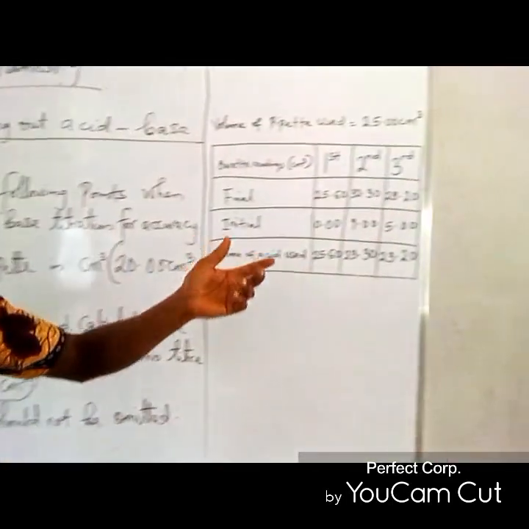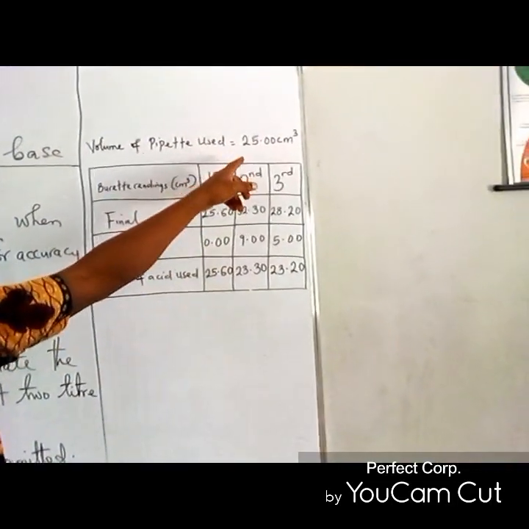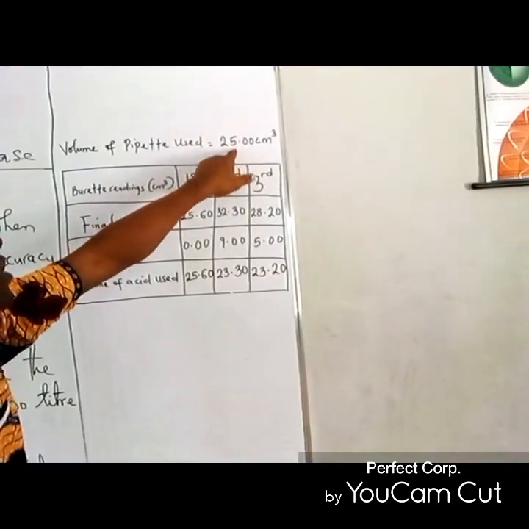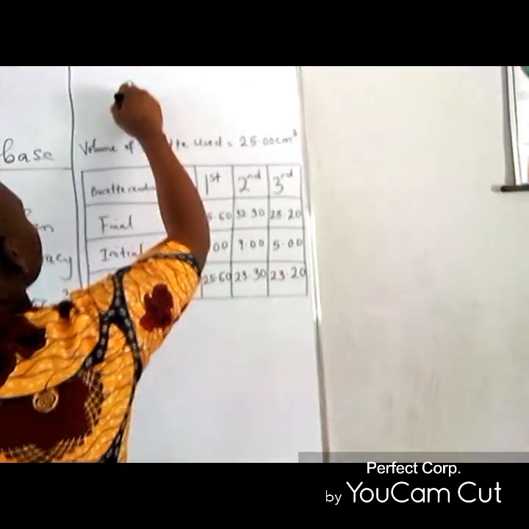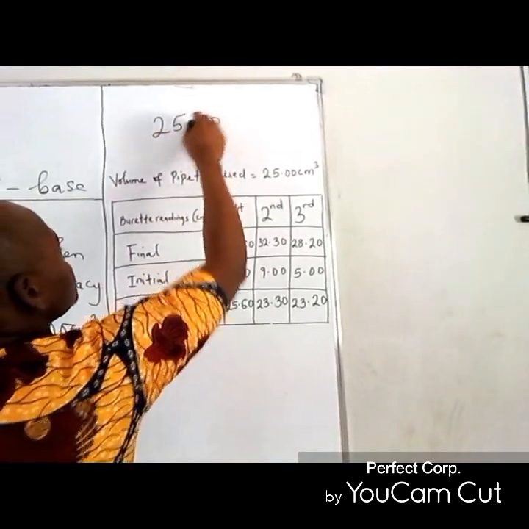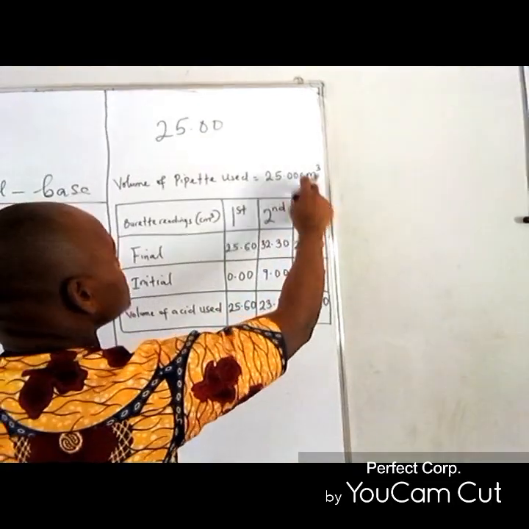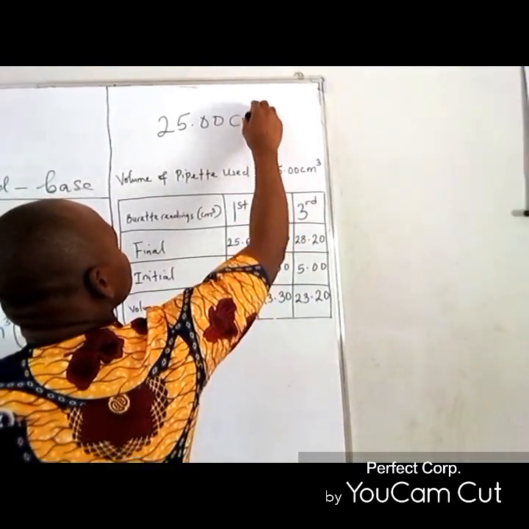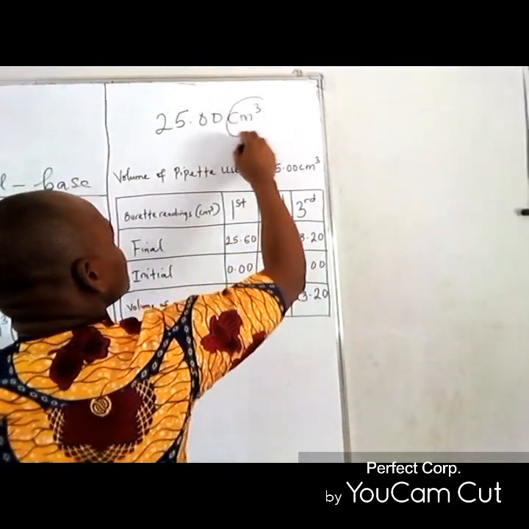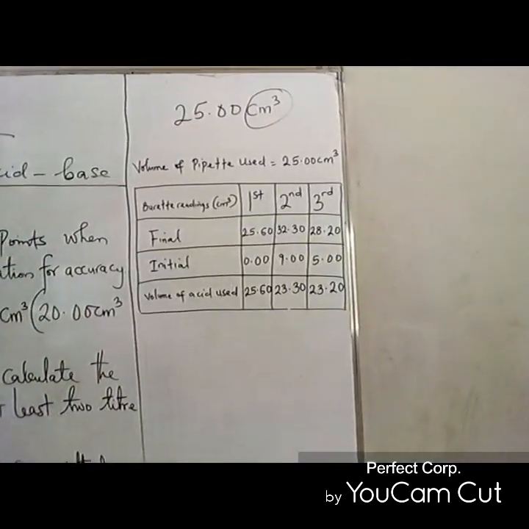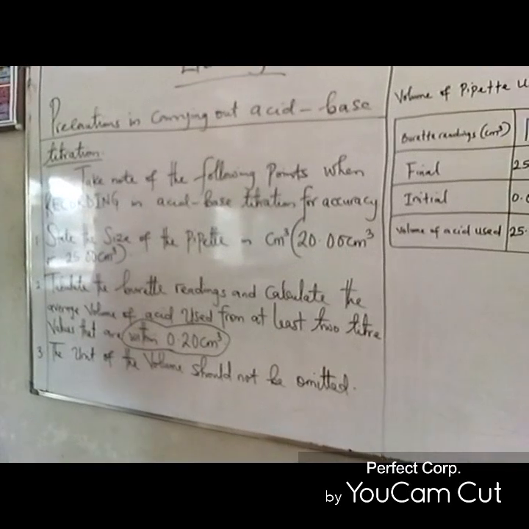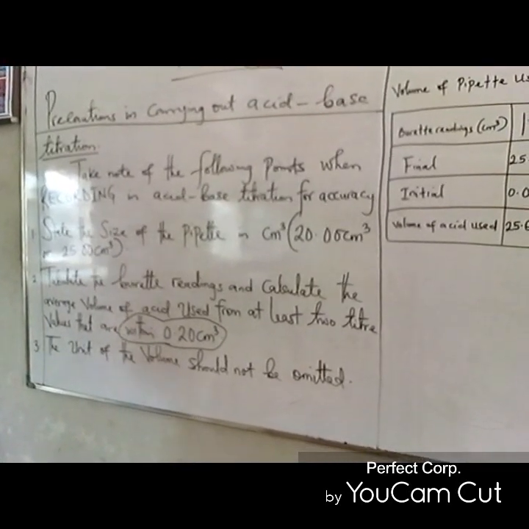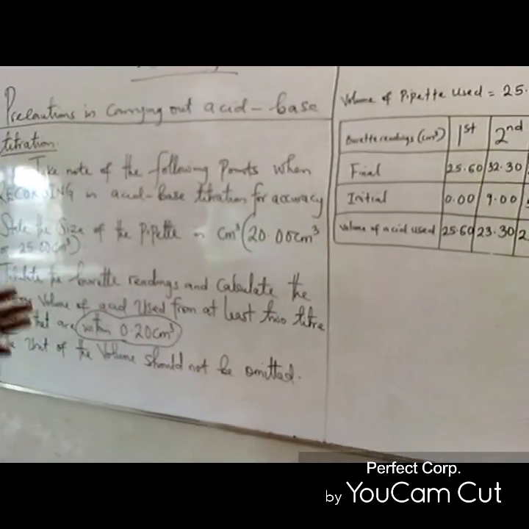What I'm trying to say is this: if you look at the volume of pipette used here, I didn't just write 25.00. If you notice, it has a unit, cubic centimeter. So this is what we are trying to say. Always input the units when you are calculating, so that you have accuracy in your calculation.